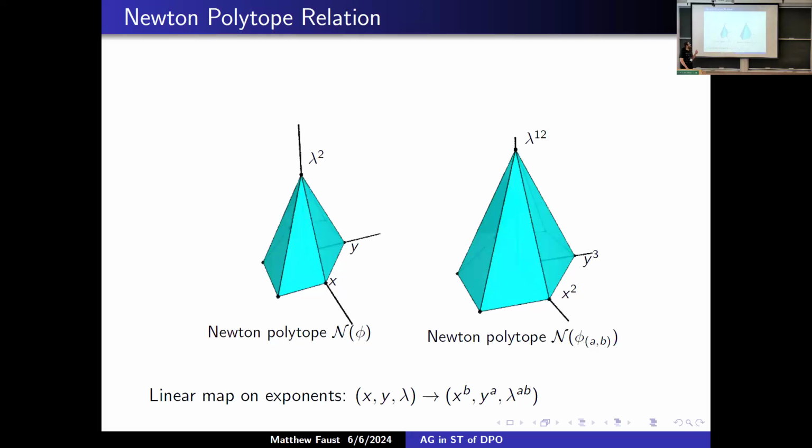So one thing to keep in mind is there's a nice relationship between the Newton polytope of our dispersion polynomial phi and the Newton polytope of phi sub AB. In particular, you can go from this Newton polytope just through a linear map. Just scale the x coordinate by a factor of b, the y coordinate by a factor of a, and then your lambda coordinate by a factor of the product of a and b.